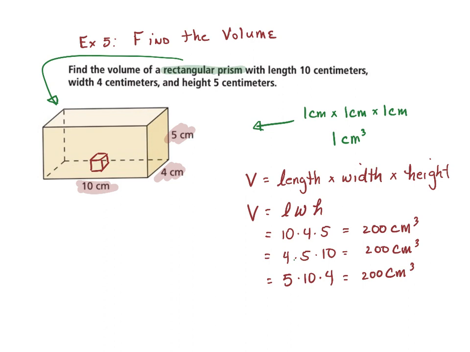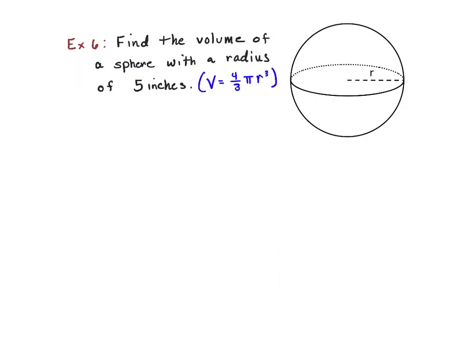The last example we have is a little more difficult. This time we have a sphere. So think of this as a basketball right over here. It says 5 inches for the radius. So the radius, you can see it marked with an R here, is 5 inches. So it's about the size of a basketball.